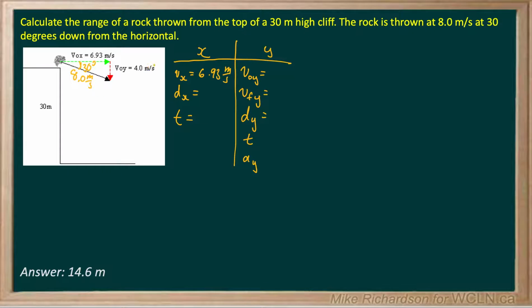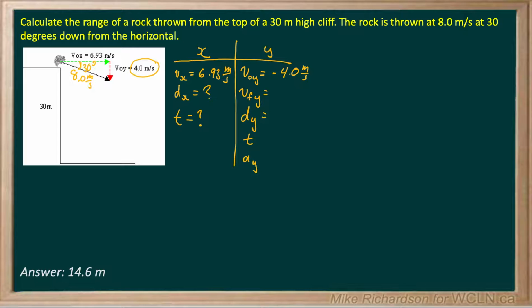Now the thing is with the y though, it's down. See how my red arrow is pointed down? So I've got to make sure I put in -4 for my initial y velocity. Now, populating the rest of the list, it wants us to find the range, which is dx. So that's what we're looking for.